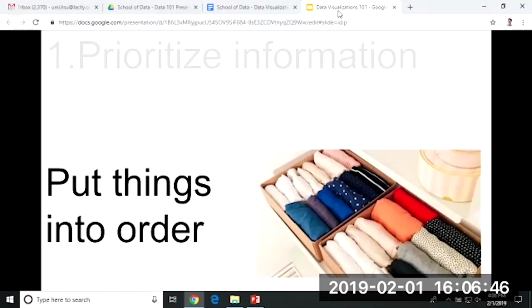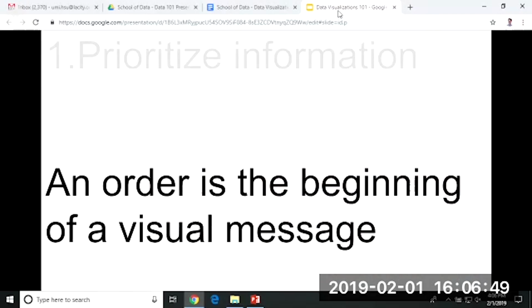Okay, so Marie Kondo wants us to put things in order. And order is the beginning of a visual message. When we're talking about visual messaging, I think the idea of order is based on one's intention. It's that intention regarding the value: what's the value of your data set? What's the messaging you're trying to get, and who's your audience? And there's usually what we like to call a hierarchy of information. We like to rank the information.